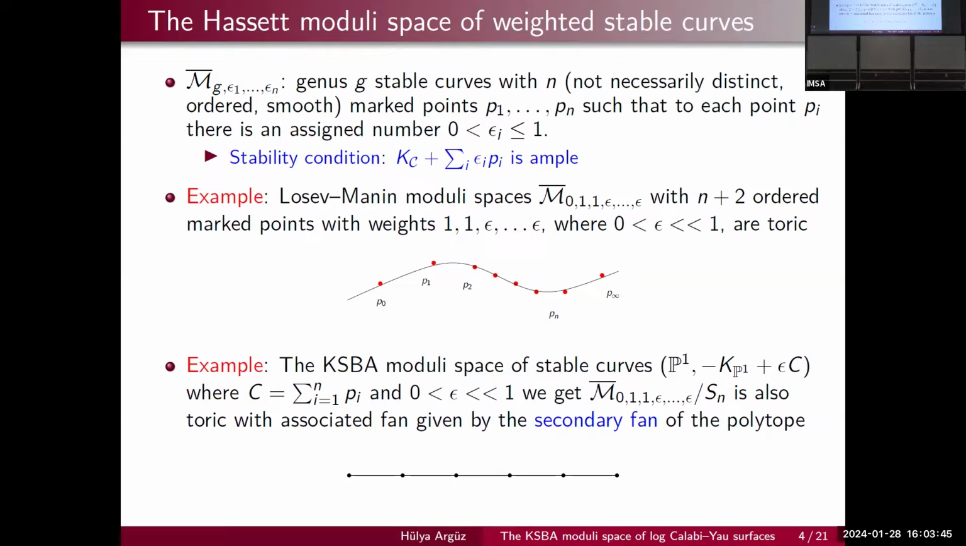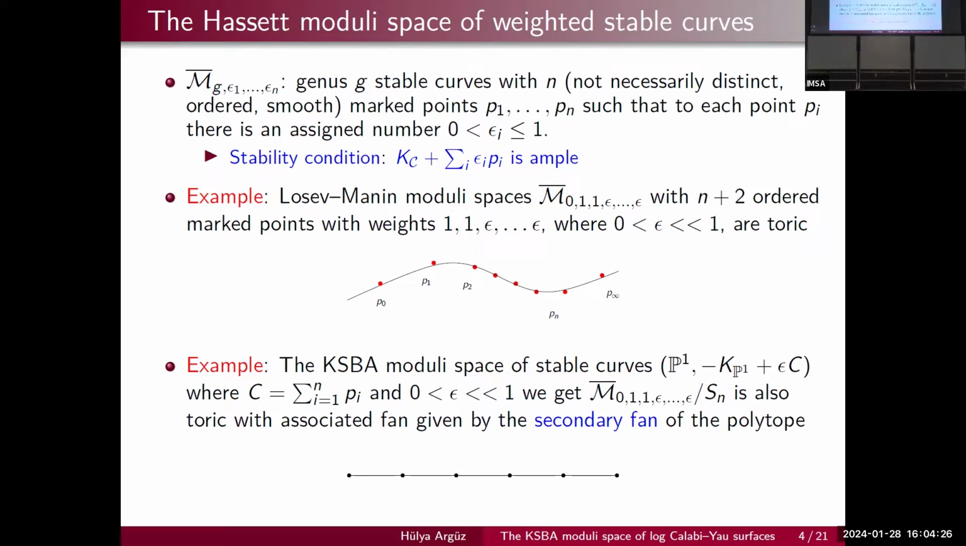As before, they are ordered smooth marked points, but unlike before, they are not necessarily distinct. So different points can come together as long as the associated weights sum up to less than or equal to 1. And the weight associated to each point pi, which I denote by epsilon i, is some number between 0 and 1. And here, the analogous stability condition, similarly as before, reads that the divisor given by the canonical divisor plus the sum of the weighted points this time should be ample.